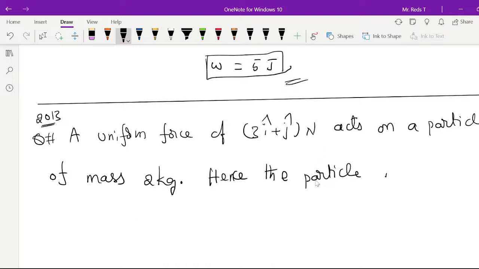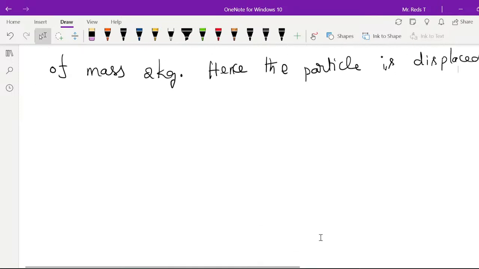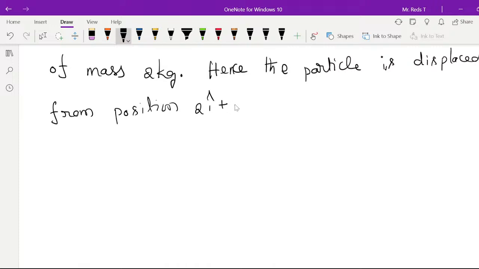Hence the particle is displaced from position 2i cap plus k cap meter to position 4i cap plus 3j cap minus k cap meter.